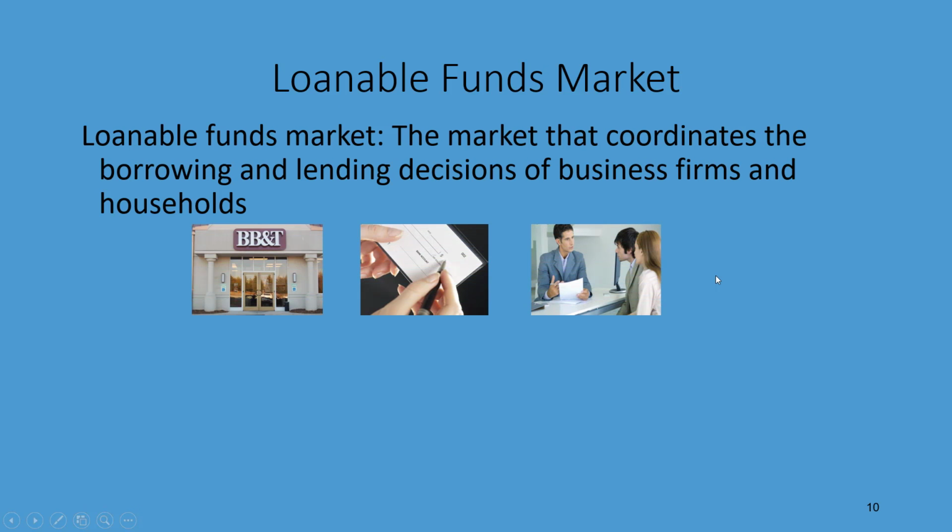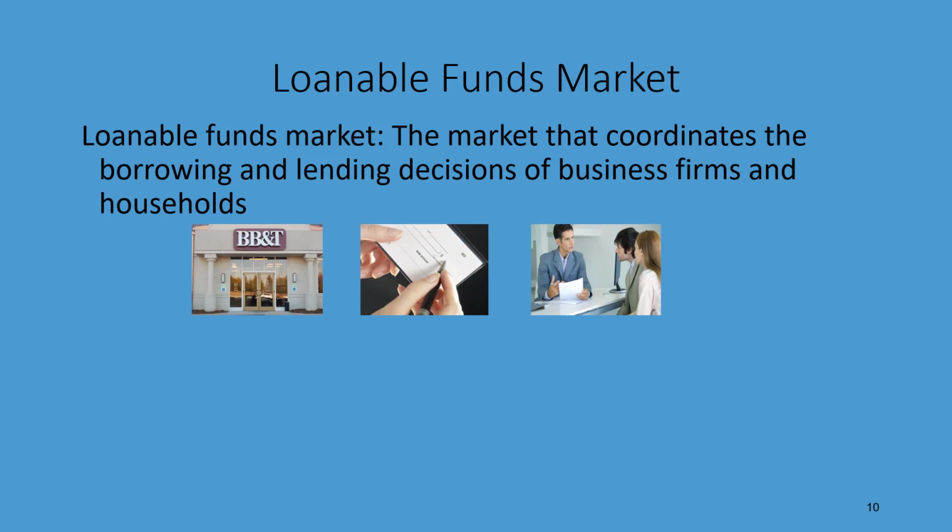So the loanable funds market is the market that coordinates the borrowing and lending decisions of business firms and households. So whenever you take your money and you deposit it into, say, BB&T or Bank of America or Wells Fargo, then you are part of this loanable funds market. If you ever borrowed money, whether it's to buy a car or to buy a house or maybe to go to school, then you're also part of this loanable funds market.